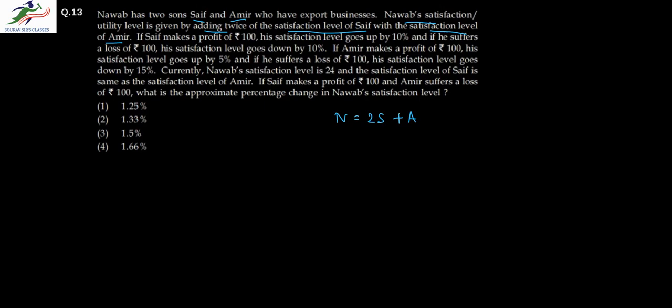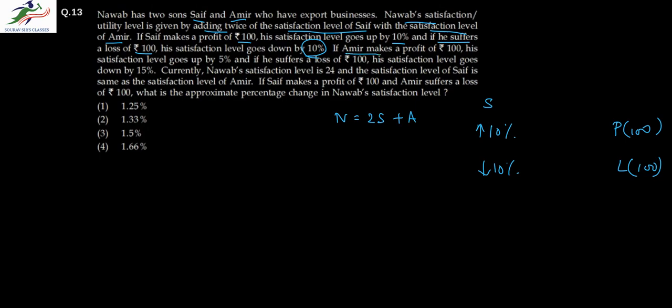If Saif makes a profit of 100, his satisfaction level goes up by 10%. And if he suffers a loss of 100, his satisfaction goes down by 10%. So a loss of 100, his satisfaction reduces by 10%.